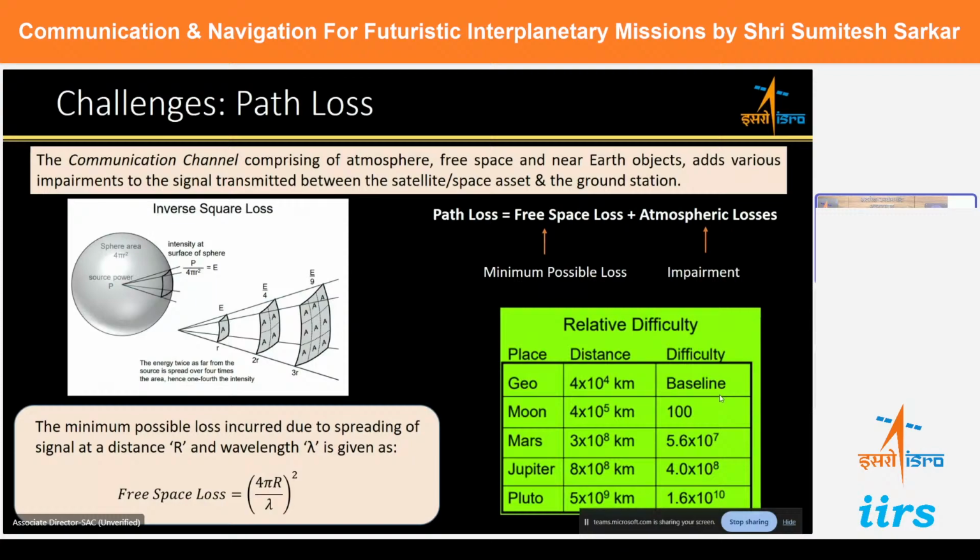And the difficulty level, if you see, from GEO, that means 36,000 kilometers, to Moon, Mars, Jupiter, and Pluto, these are all in terms of 10 to the power 7, 8, 9, 10, like that. Distance is also increasing in the same way. It becomes more difficult to get a really good signal strength at those far away distances. Next.